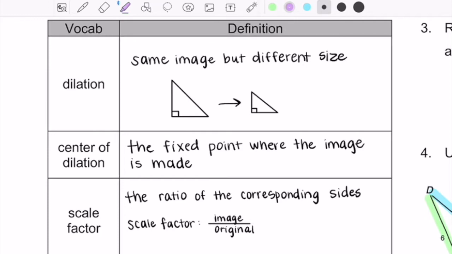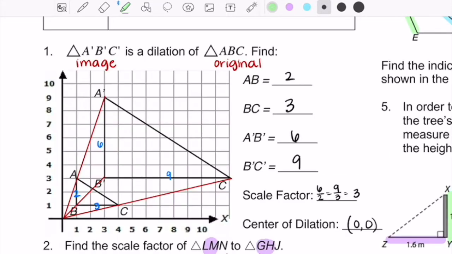And so the image is the place where it ends up. It's like the finished product, and the original is where it starts. So when you're figuring out what the scale factor is, it's going to be the image over the original. And you can write scale factor as either a fraction or you can write it as a decimal. So here's an example where we can practice that.